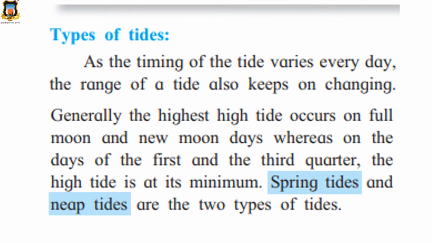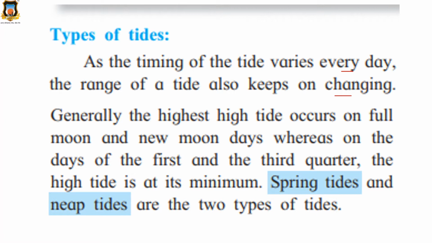Now there are different types of tides. Why? Because the position of the sun, the moon, and the earth changes. According to that, the types are named. So we are going to see those types. The timing of tide varies every day. It is not like that if they experience high tide at 5 o'clock today, tomorrow also they will experience it at 5 o'clock. No, the range of tide also keeps on changing.